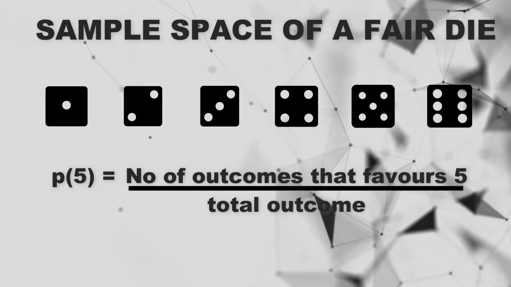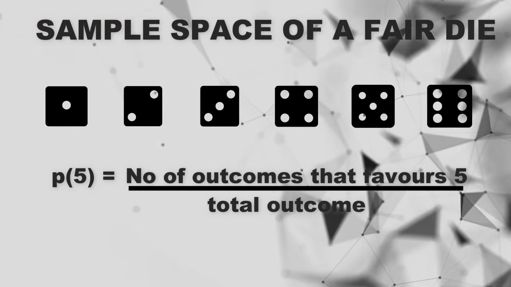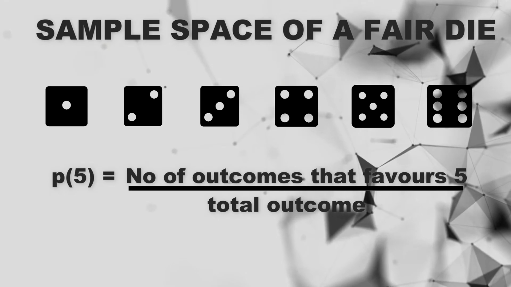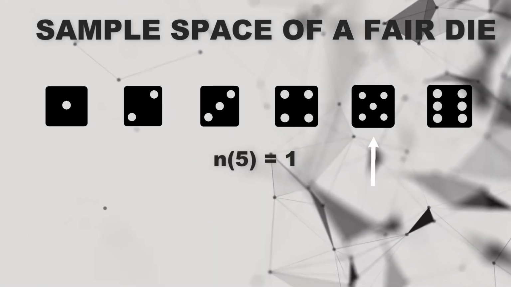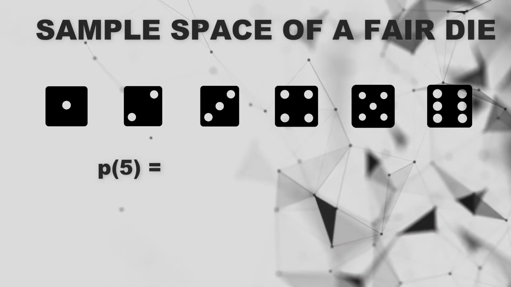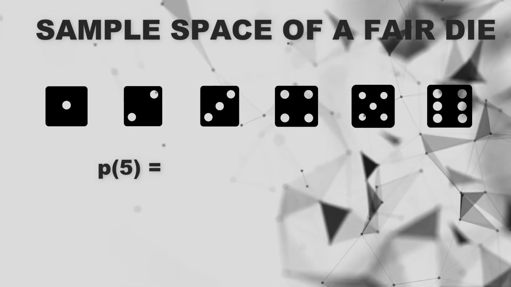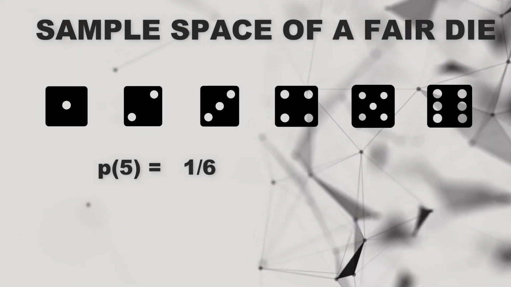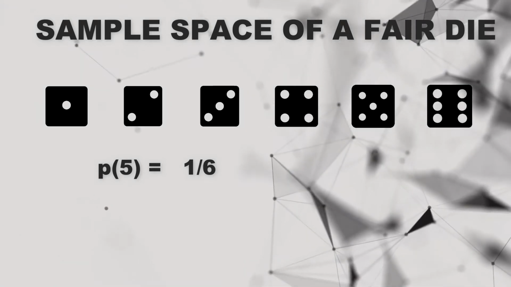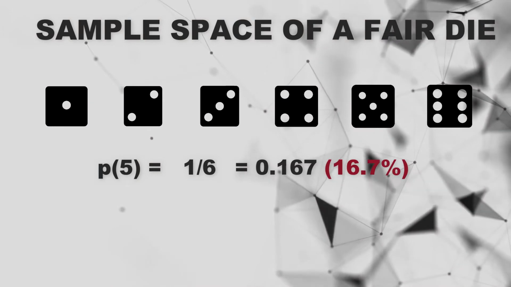That simply implies that it is how many 5s we have divided by the total number of the sample space. From this experiment, we can see that we have just one 5. So the probability that a 5 is going to occur is equal to 1 divided by 6. And if we take this answer to a decimal, we have 0.167.